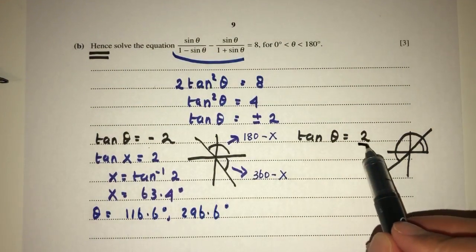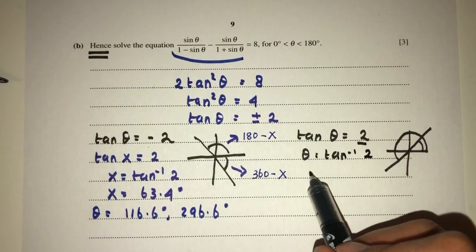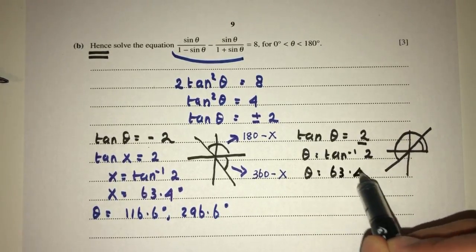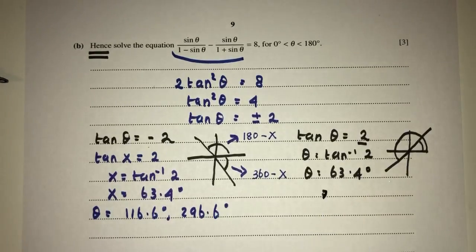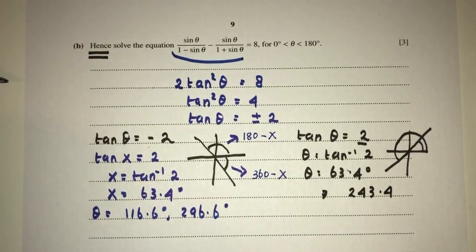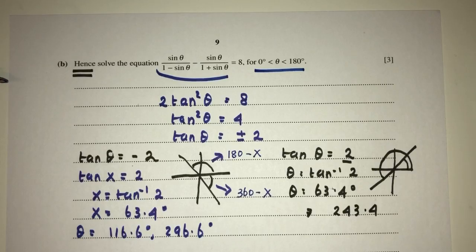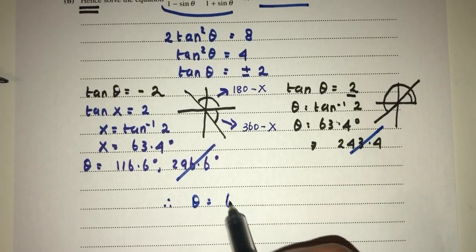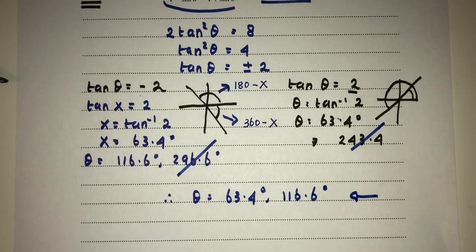Now for this one, it is already positive, so we don't need to do that step. We can take it directly, tan inverse 2. So this will be 63.4. That's the first angle here, or it can be this big one, which is you have to plus 180. 63.4 plus 180, that should be 243.4. So we have two values here as well, but we have to look at the domain that we have for these two angles. It is only between 0 to 180, so everything outside will be cancelled. So we can only take two values. Theta will be 63.4 or 116.6. And this is your answer for part B.